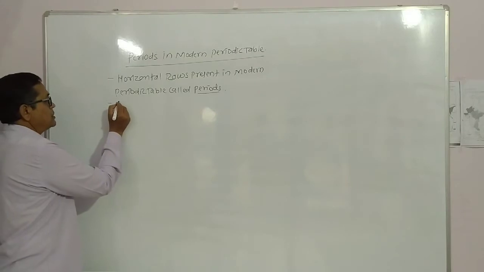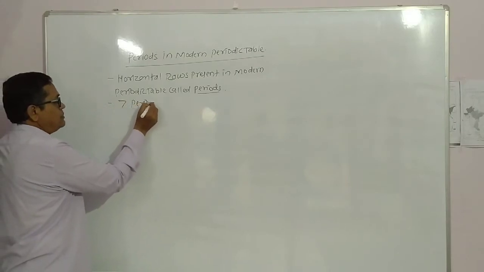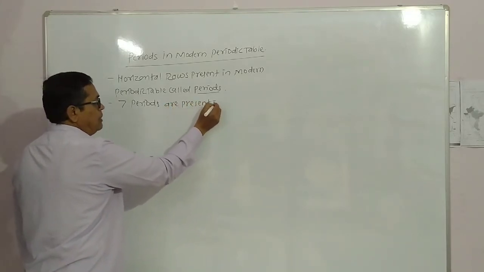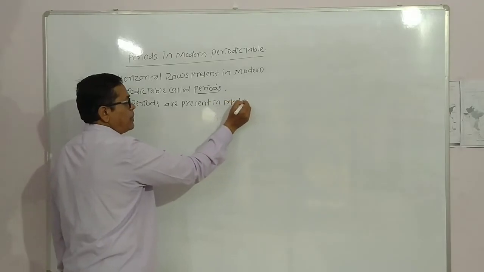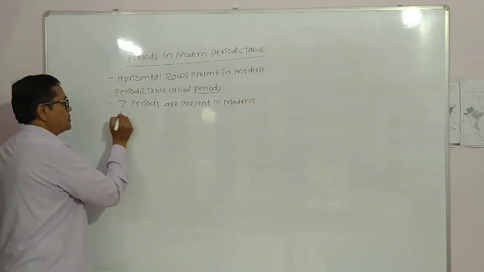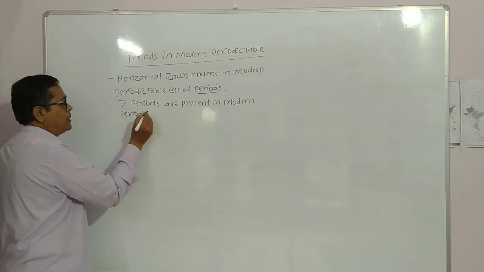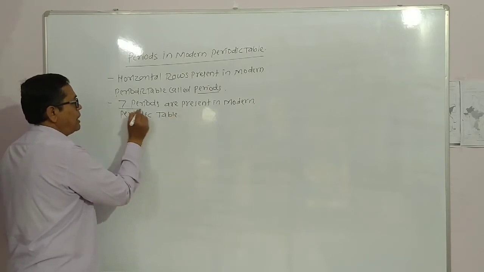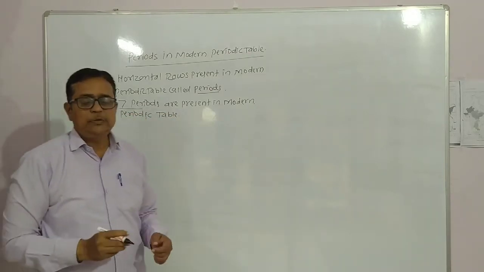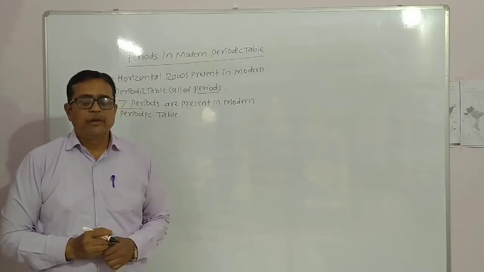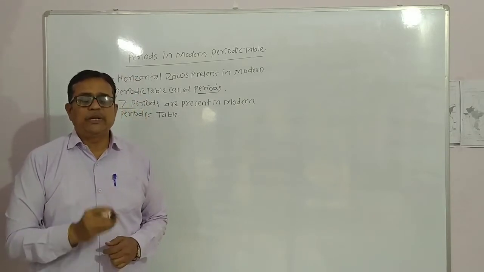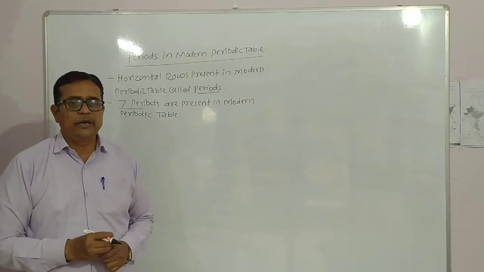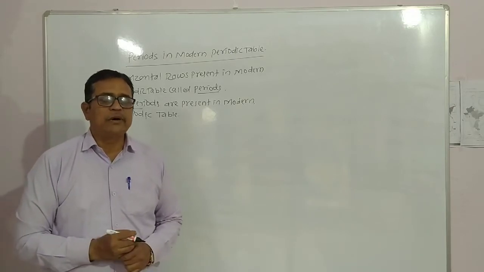And look here, 7 periods are present in the modern periodic table. 7 periods are there, and look, how many elements does each period contain? According to the number of elements, these periods have particular names. Here first period, second period, third period, fourth, fifth, sixth and seventh.